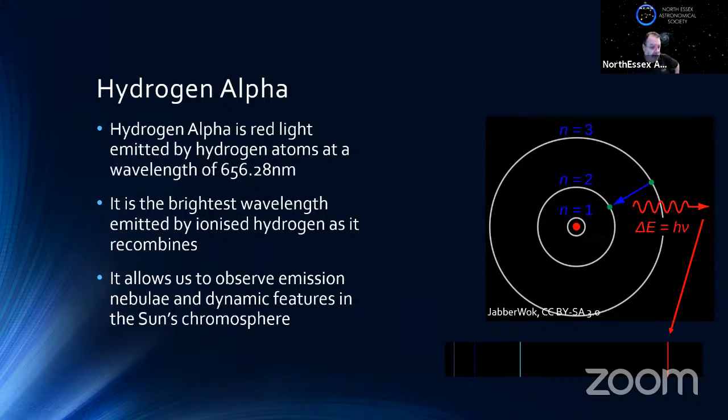So when you see glowing nebulae in red, the Orion Nebula and all those photographs the members take, that's because hydrogen is ionized. You've got electrons being ripped away from atoms. Then when they recombine, they emit red light. And the same thing's going on in the sun's chromosphere.